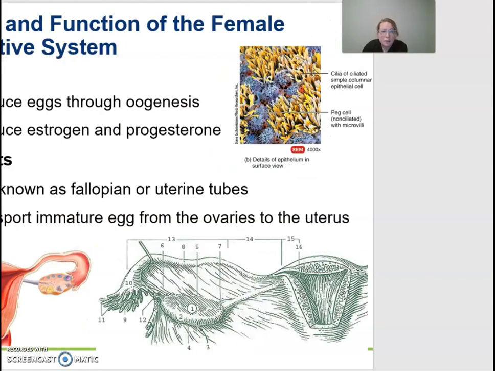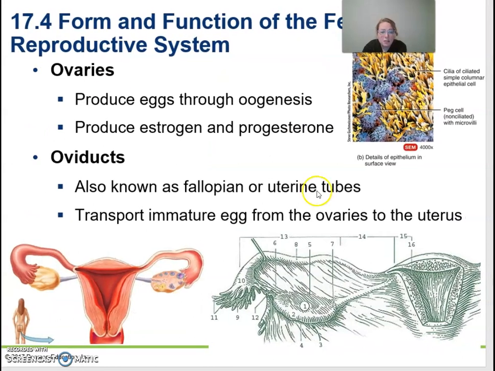So the ovaries are the gonads. We're going to look at the ovarian cycle. They're going to have 2 functions: making eggs through oogenesis. Instead of spermatogenesis, it's oogenesis because we're making ovum. And then they're going to make hormones that are important for the cycling as well as sexual characteristics. And then you've got the oviducts, or fallopian or uterine tubes.